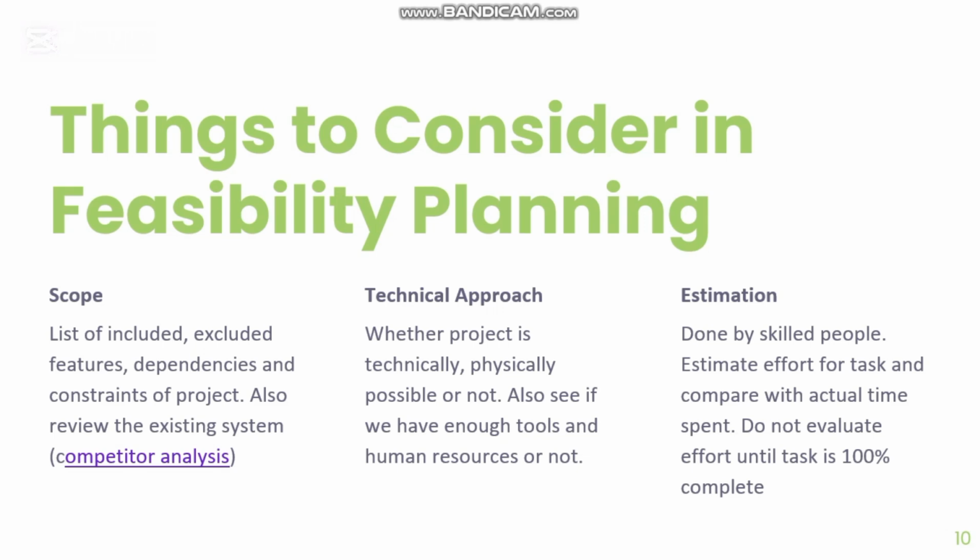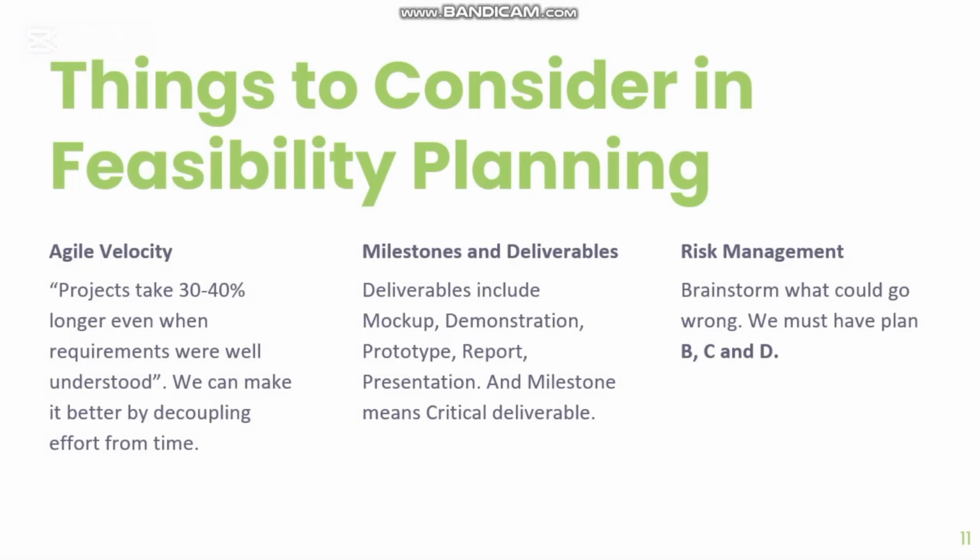We estimate how much time will be required for a task, and then after doing the task, we compare it with the estimation. Then we have agile velocity, which means projects take 30 to 40% longer even when the requirements are well understood. Then we have milestones and deliverables, which include mock-up, demonstration, prototype, report, etc. Then we have risk management, where we brainstorm and must have plans B, C, and D. So if plan A fails, we apply them.